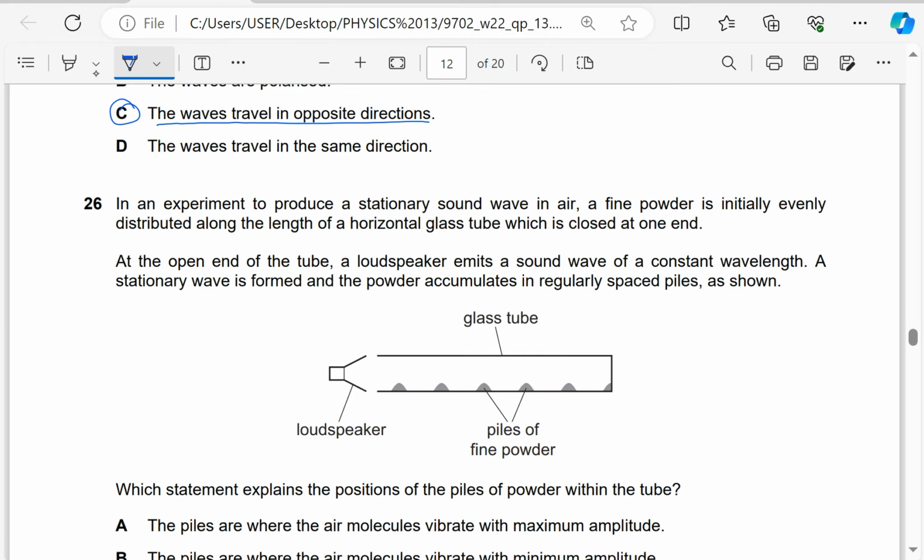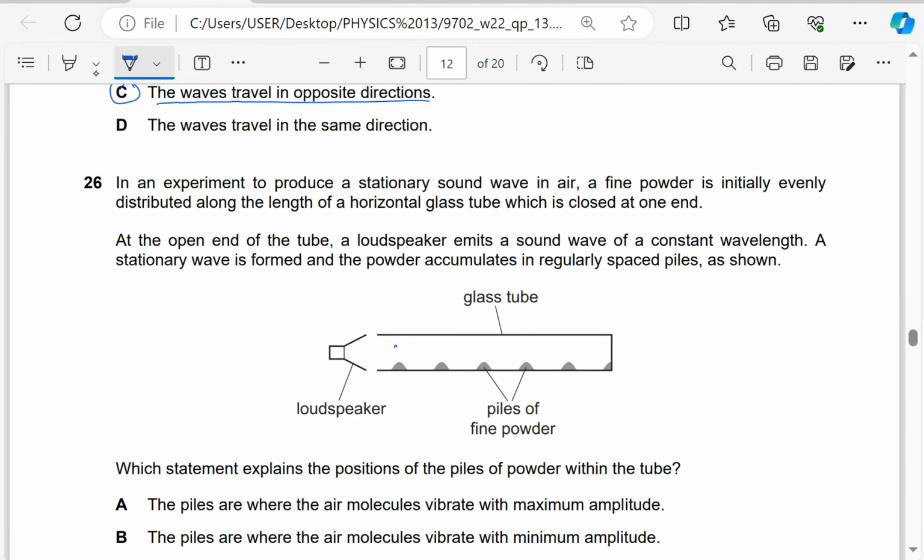Of course, we know that wherever we have a powder, there must be a node, because particles here are permanently at rest. Wherever we have a heap, there must be a node. So it means in between, we must be having antinodes. If you want to sketch this, you could easily sketch it something like this.